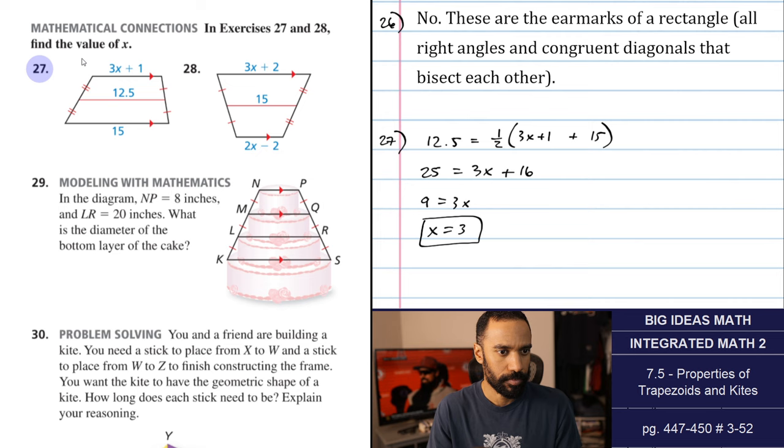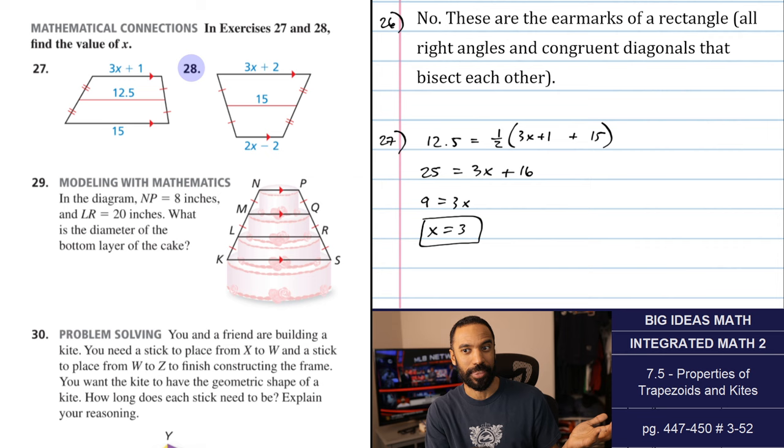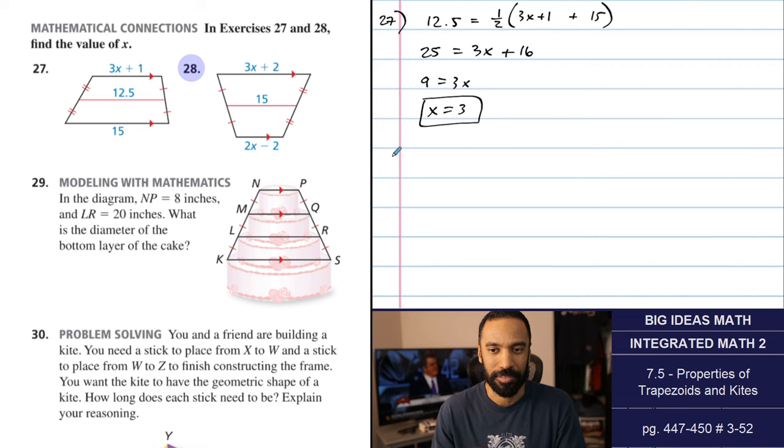I think that's all they want. We could verify that that works, because this would become 10, and the average of 10 and 15 is 12.5. That's probably another way we could have done that problem. We could have found out what that number is, 10, and then set 3x plus 1 equal to 10, which is more of the same. Number 28.